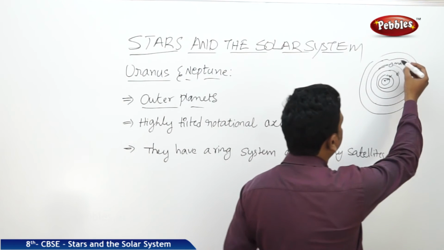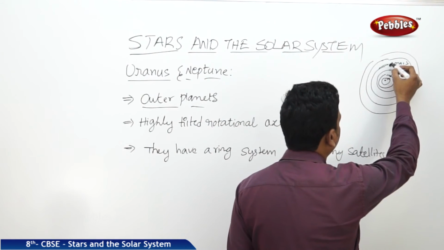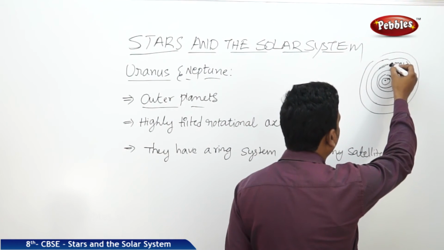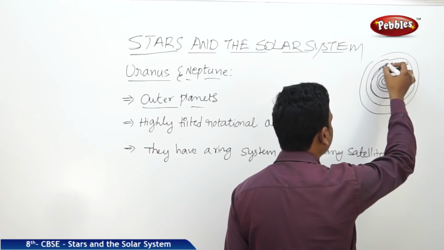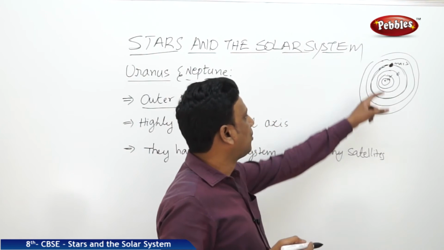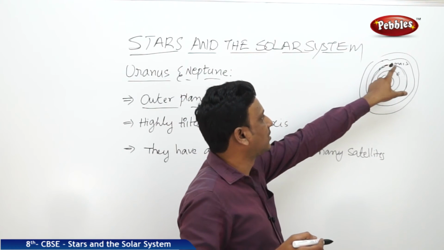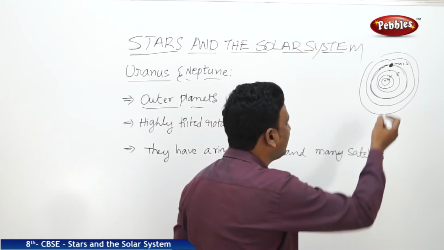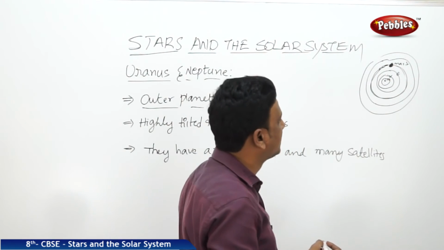The planets that come inside the orbit of Mars are called inner planets: Mercury, Venus, Earth. Look at their position. They are not crossing the orbit of Mars. They are inside the orbit of Mars. Those are called inner planets.